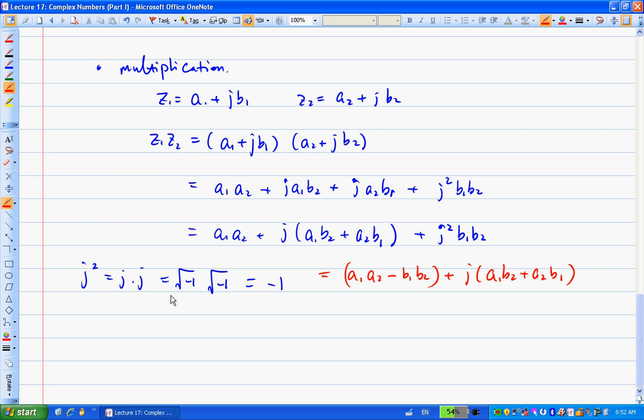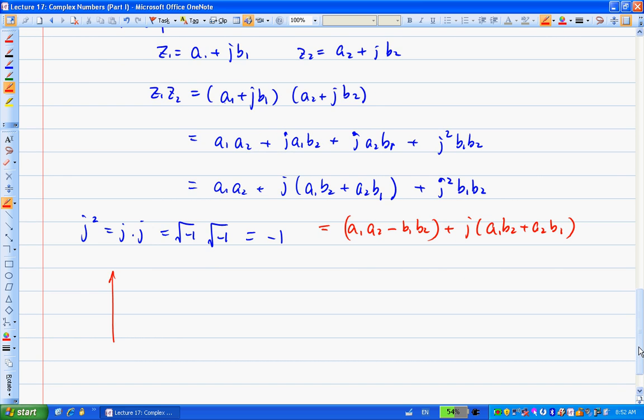Now the interesting little question is this j thing. I'm going to use a little graphic here to get a better understanding, or appreciation, of this j. So this is a complex form.